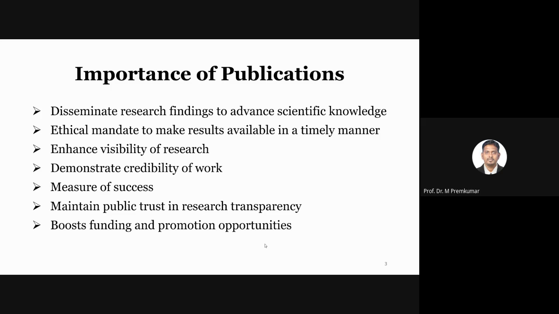And the third important objective is to enhance the visibility of the research. Obviously you are doing research, and how do other people, how does a third person know that you are doing some kind of research? So to enhance your visibility, you have to publish your papers and demonstrate the credibility of the work. And this is a kind of measure of success. It's not only success; even if it is a failure, yes, you can publish it, and you can say that if you do this procedure, we get some kind of failures. Even failures you can publish as a paper. So obviously it's a kind of measure of success.